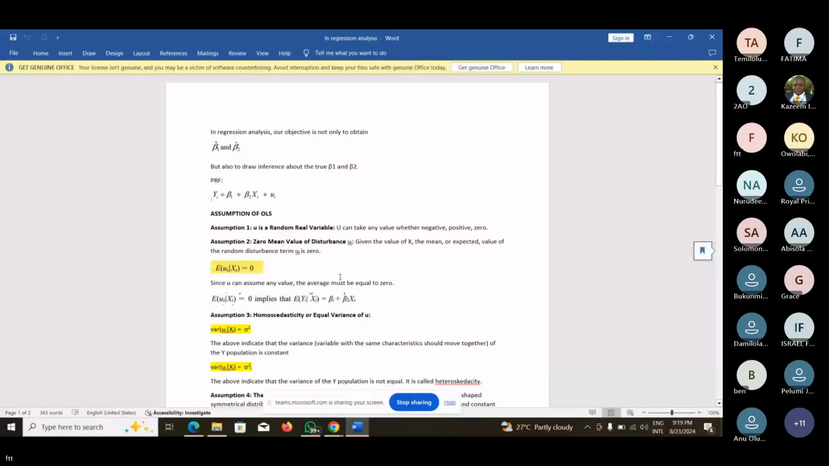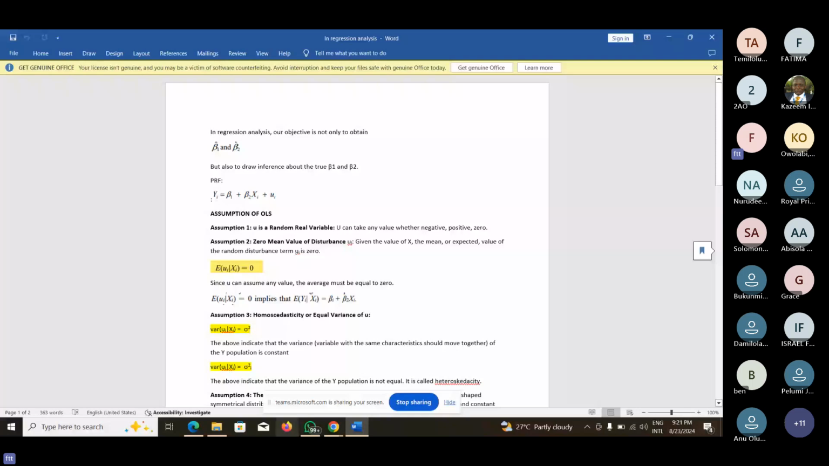Am I right? It shows that the value of u must be equal to 0. The mean of u must be equal to 0. So how do we calculate our u? You know our u is equal to y minus y cap, right? But let's not go into that, because we just want to study assumptions. It's just like E(u | x) = 0. Once you see something like that, we should know that it's talking about the zero mean value of disturbance. It means given the value of x, the expected value of the random term, which is our error term, which is equal to u, must be 0.